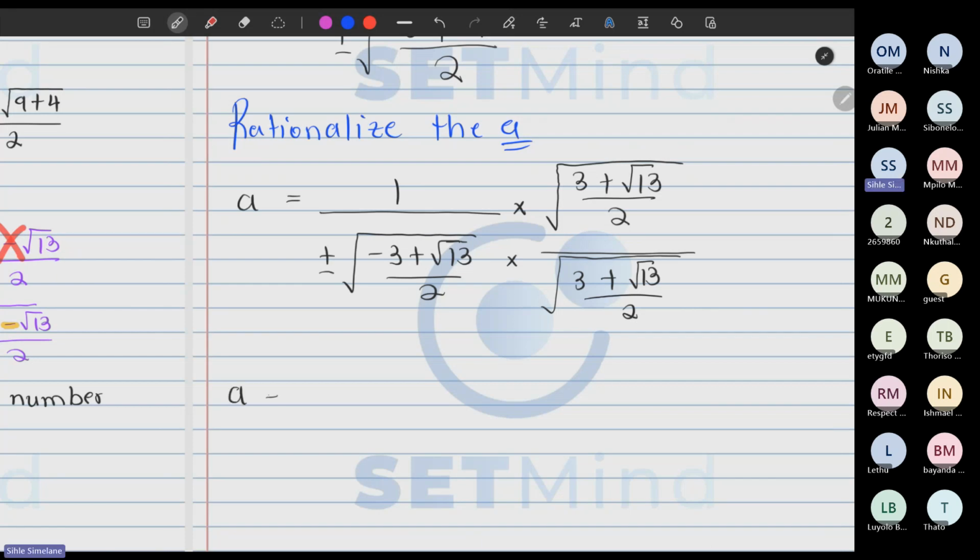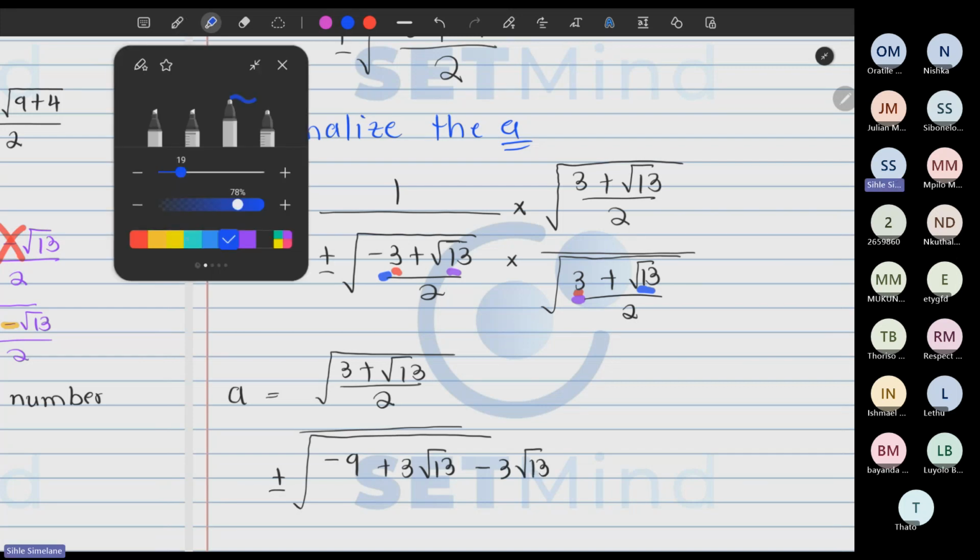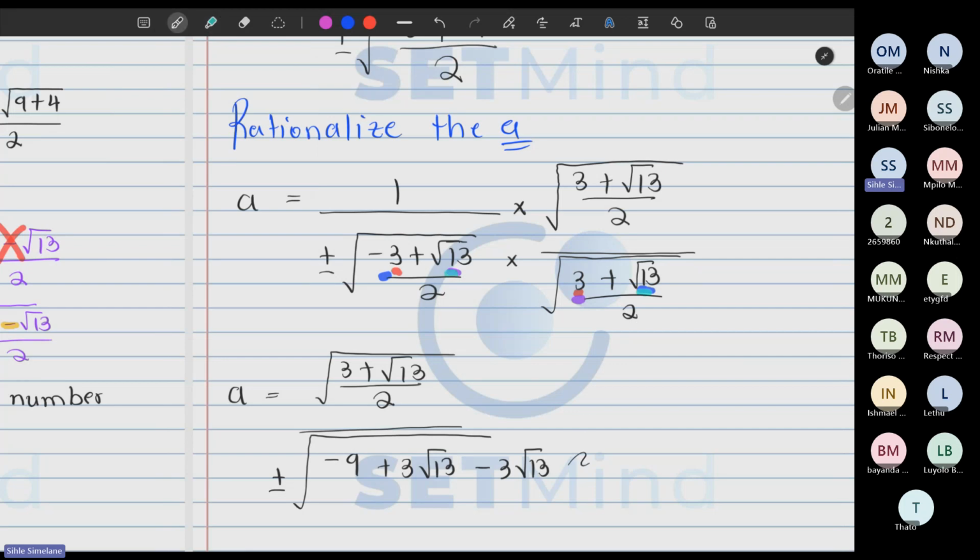Okay. So our a will be the square root of (3 plus square root 13) divided by 2. When we look at the denominator, let's quickly multiply those. My plus or minus is still there. When I multiply 3 and 3, I get -9. And then when I multiply this 3 and that, I get plus 3 square root 13. And then now I go to the other one, square root 13 multiplied by 3. I will get -3 square root 13. And then lastly, square root 13 times square root 13, which will just give me 13. That's what I have. And all of this is divided by 2.